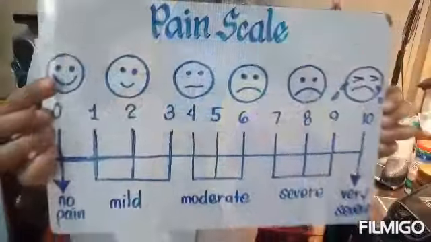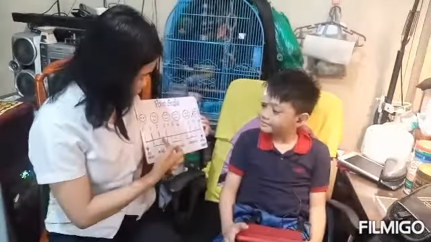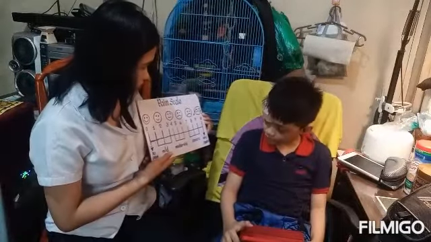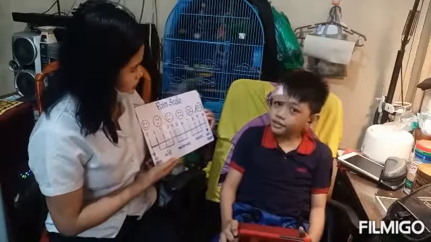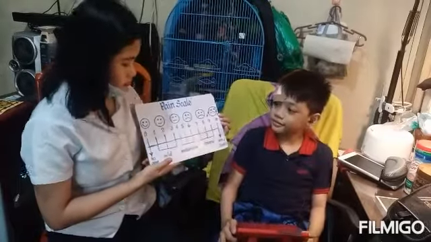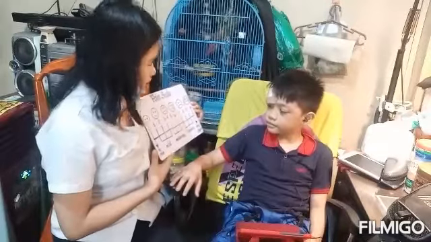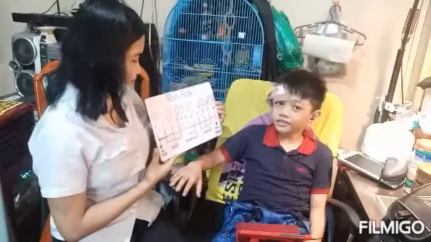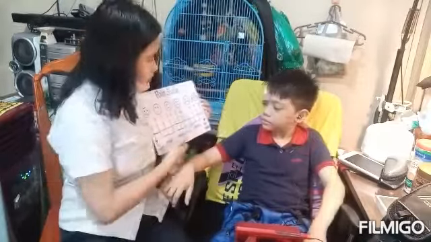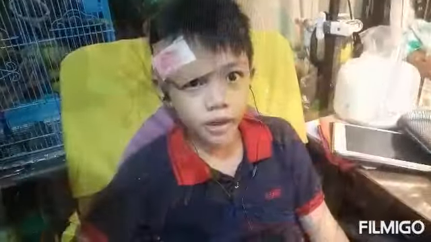Okay, I'll explain it to you. 1 to 3 on the scale is mild pain. It's more than that. 4 to 6 is moderate pain. That is a sort of pain that you can notice but it doesn't stop your daily activities. Ooh. 7 to 10 is severe pain. I will rate it 7.